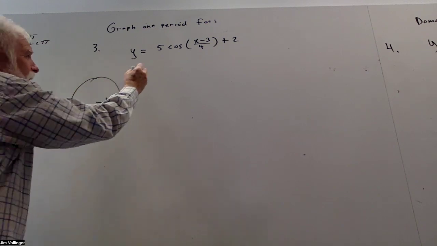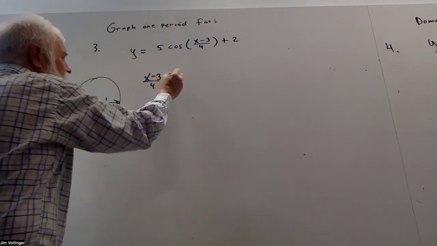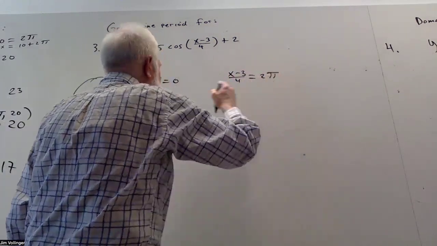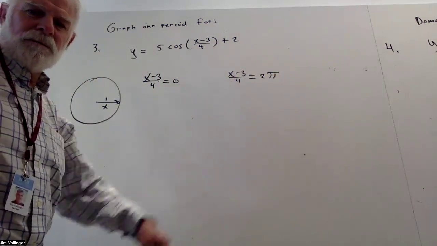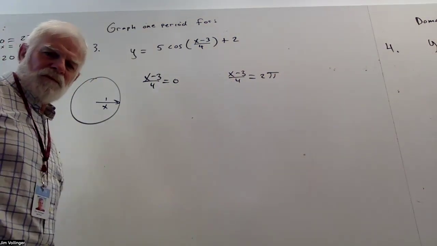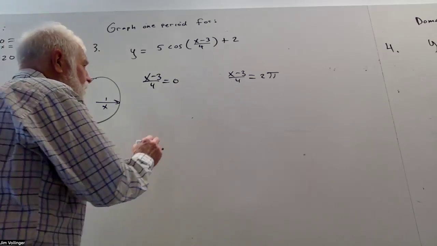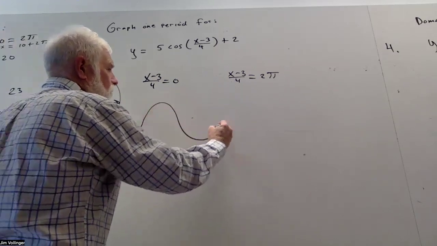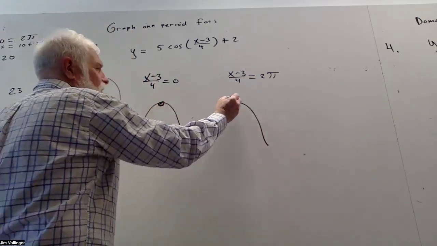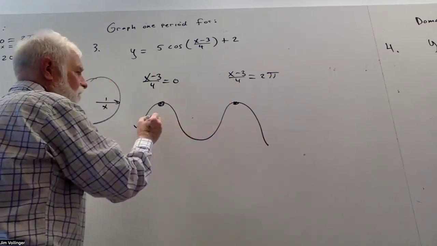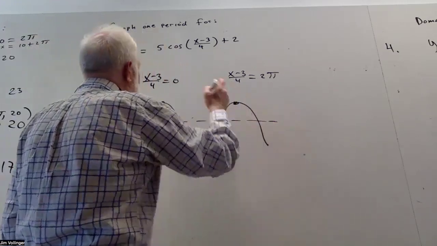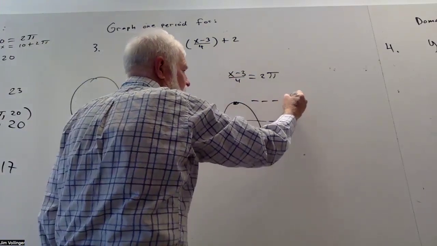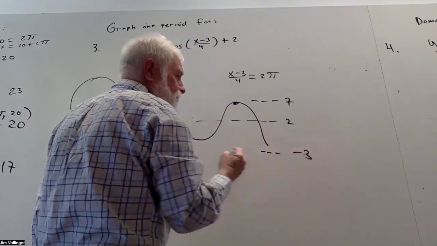So therefore, I want x minus 3 over 4 to equal 0, and I want x minus 3 over 4 to equal 2 pi. The start of the revolution, the end of the revolution, depending upon who you're for. All right, so x equals 3, and maximums occur from here to here. That's 1 period of the cosine curve. The middle is still the constant, and the constant is 2. And the amplitude of 5 means I'm going up to 7, and I'm going down to negative 3.